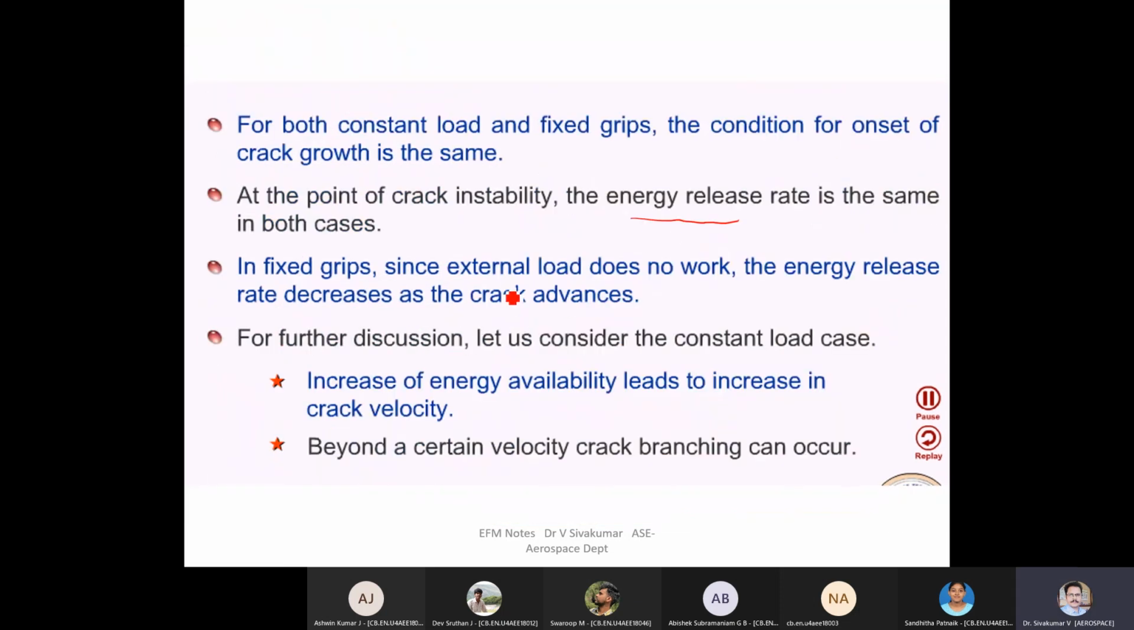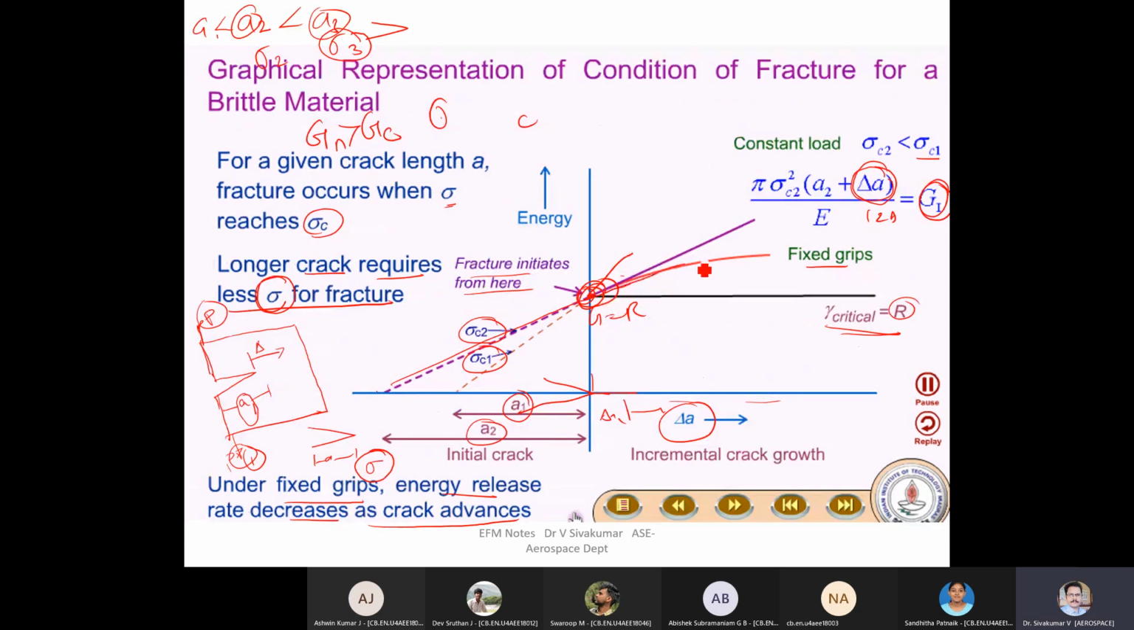In fixed grip, since the external load does no work, the energy release rate decreases as the crack advances. Here the potential energy part is 0, which is why it becomes negative.